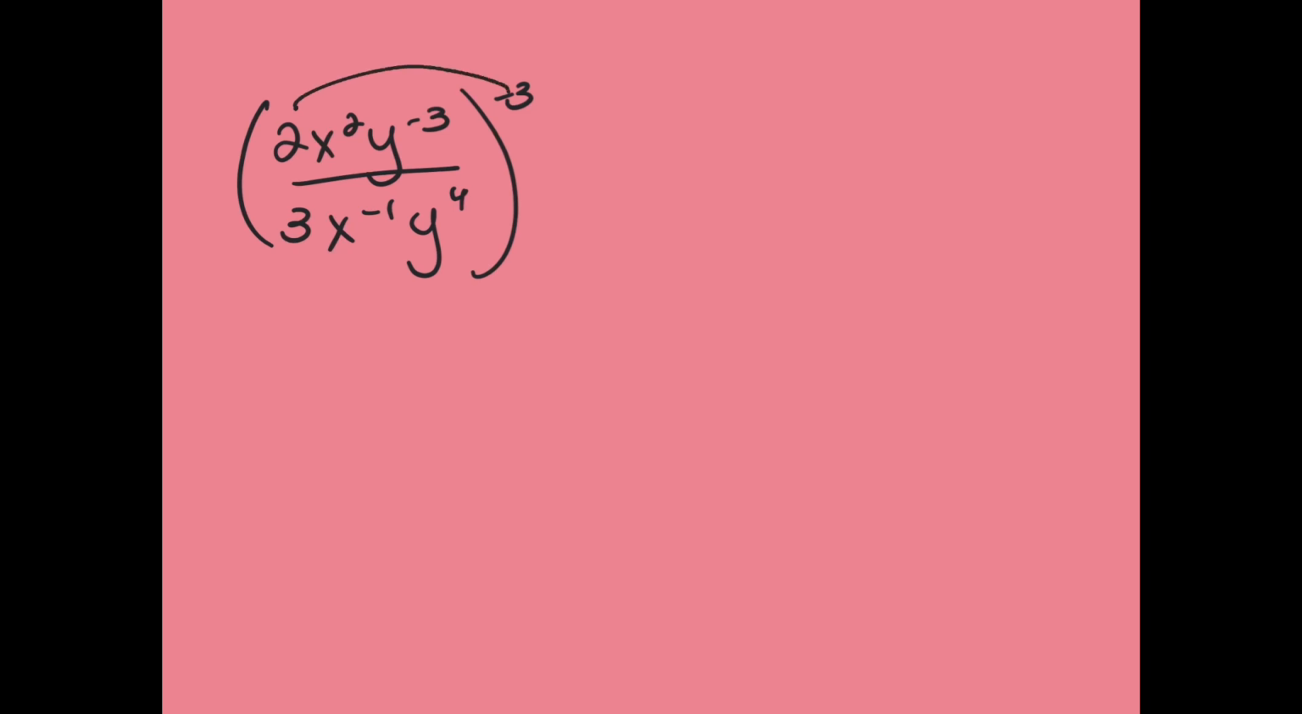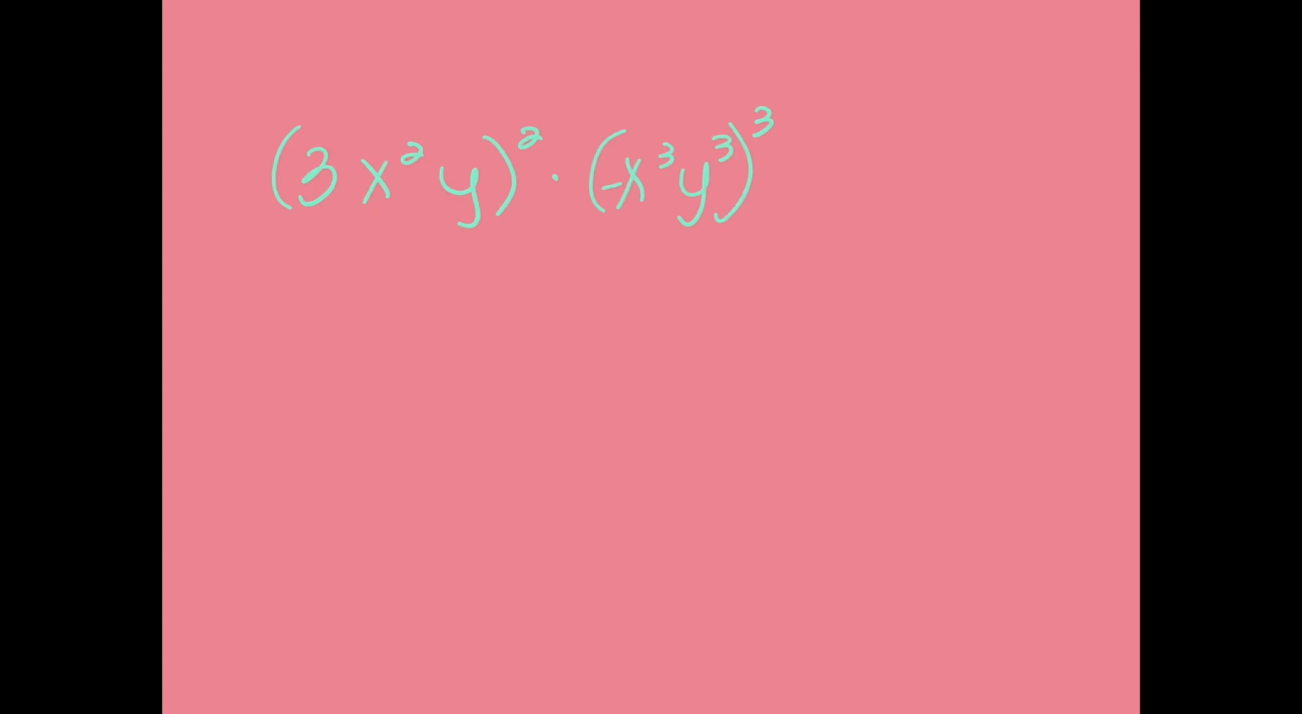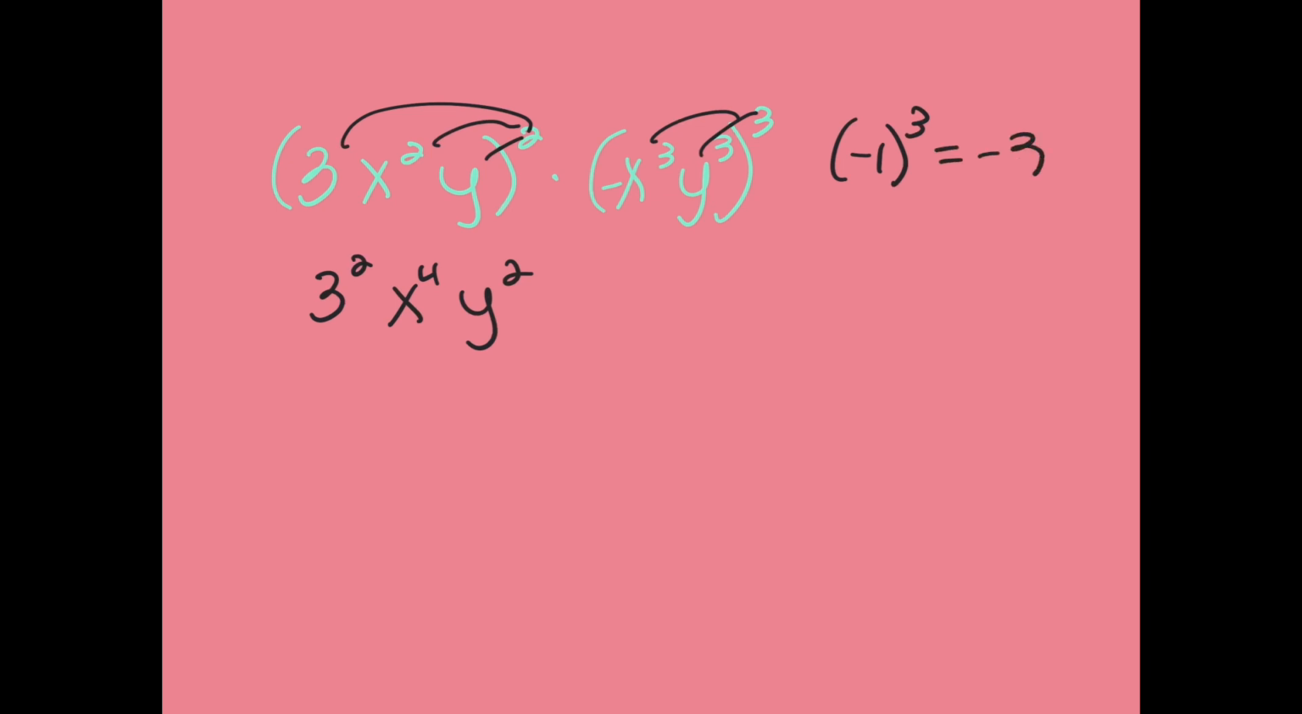So if I distribute this 2 to the negative third, for this one, you want to distribute the exponent. The squared is going to go to 3 to the x squared, the y, and the 3 is going to get distributed. 3 squared, x to the 4th, y to the 2nd. And then negative 1 raised to the 3rd. For some reason, people put negative 3, which is not correct. Negative 1 raised to the 3rd power should give you a negative 1. So it should be negative 1, x to the 3rd raised to the 3rd is x to the 9th, y to the 3rd raised to the 3rd is y to the 9th.